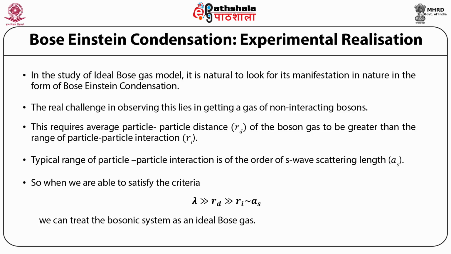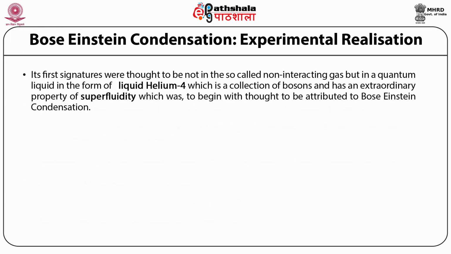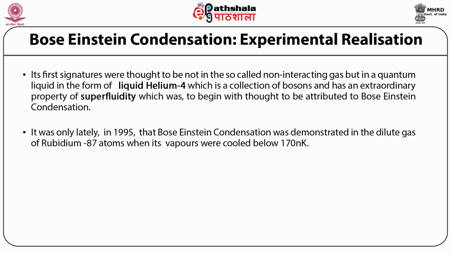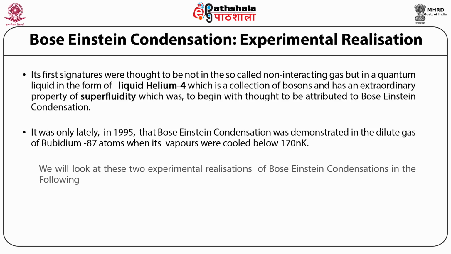Its first signature was thought to be not in the so-called non-interacting gas but in a quantum liquid in the form of liquid helium-4, which is a collection of bosons and has an extraordinary property of superfluidity, which was to begin with thought to be attributed to Bose-Einstein condensation. It was only lately in 1995 that Bose-Einstein condensation was demonstrated in the dilute gas of rubidium-87 atoms when its vapors were cooled below 170 nanokelvin. We will look at these two experimental realizations of Bose-Einstein condensation in what follows.